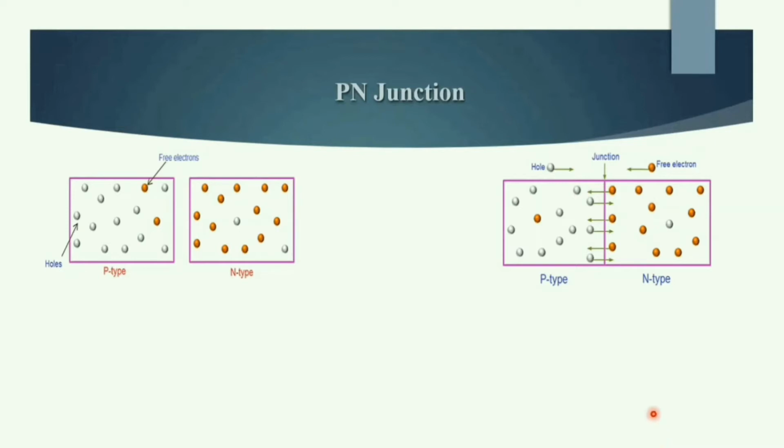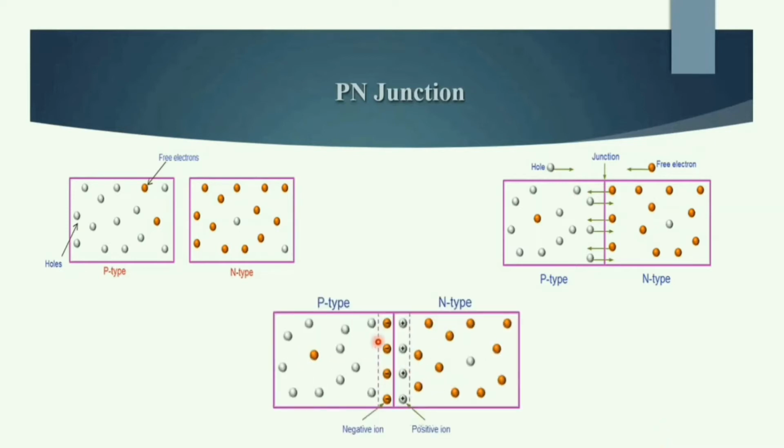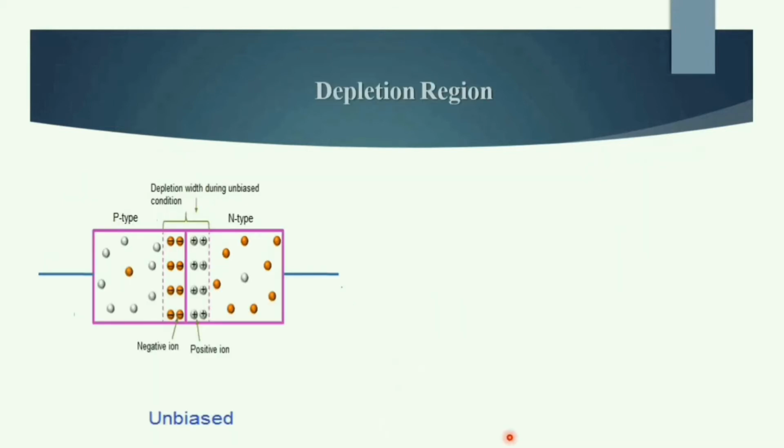So likewise, with each electron crossing the junction, there will be a generation of positive ion at N side and negative ion at P side. That will build a wall at the junction. This movement of electrons continues like this until there exists a strong wall opposing the electron movement. This wall at the junction is called depletion region.